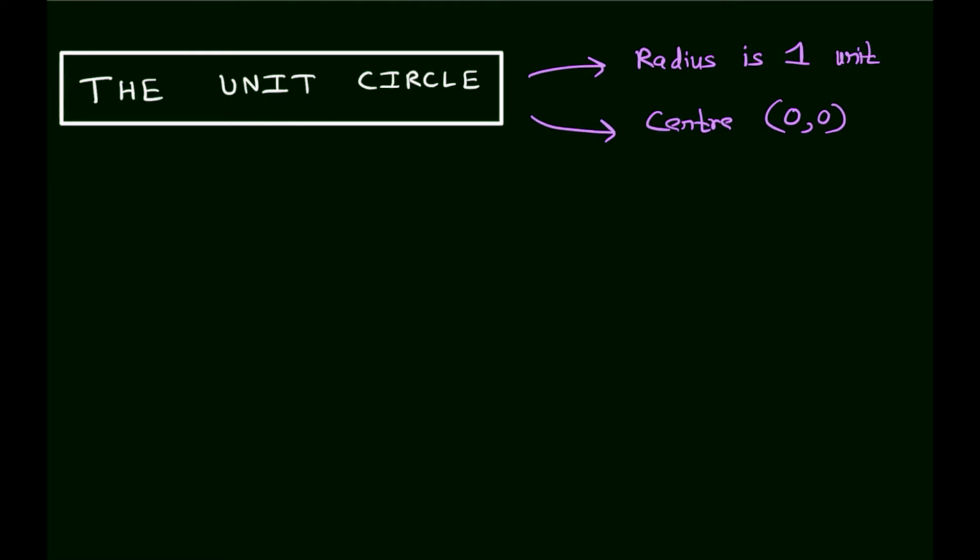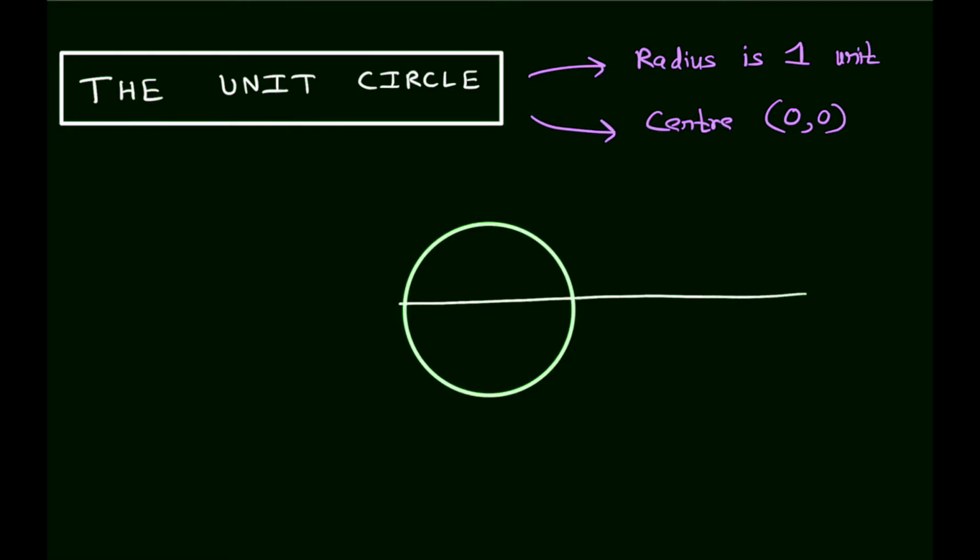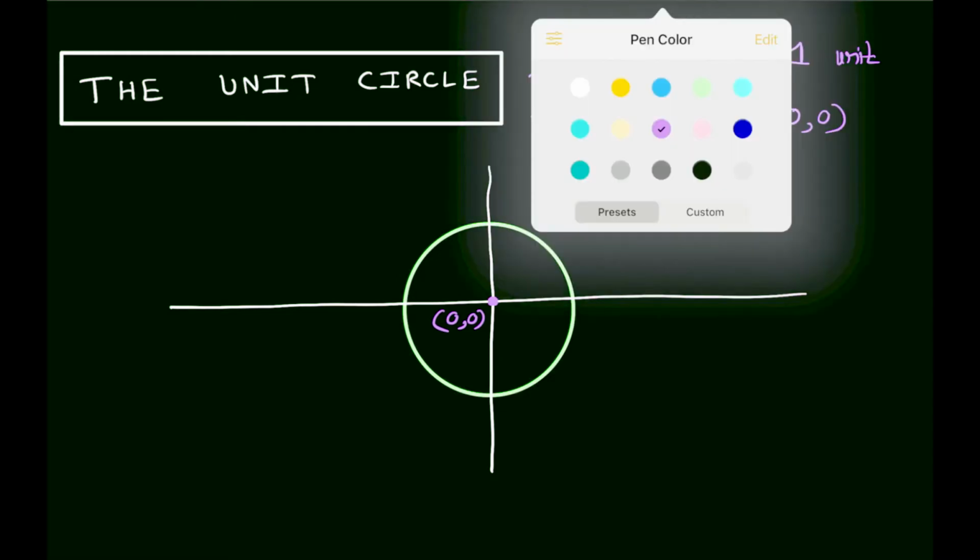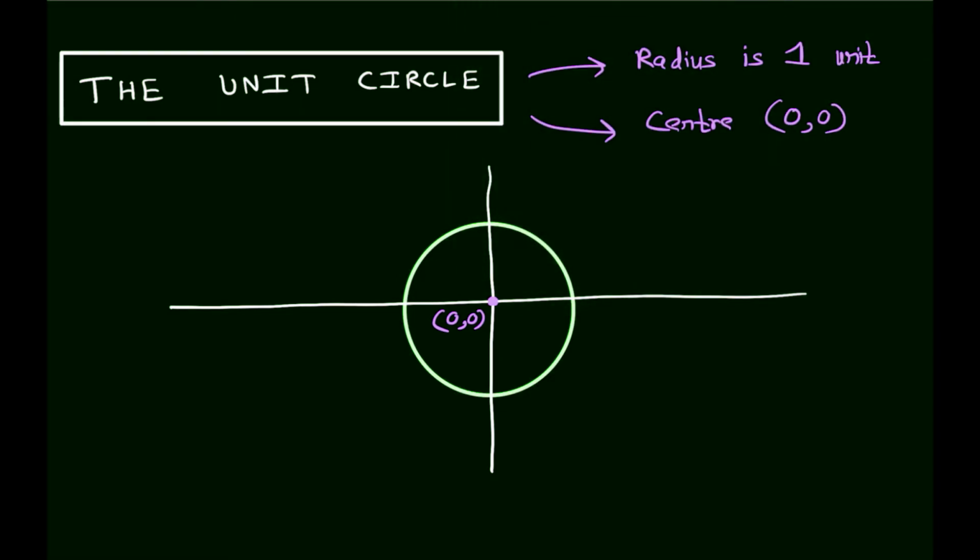So let's see how it looks. So this is the unit circle whose center will be at the point 0, 0. So here is the center of the unit circle at the origin. And since the radius is 1 unit, this point's coordinates will be 1, 0.